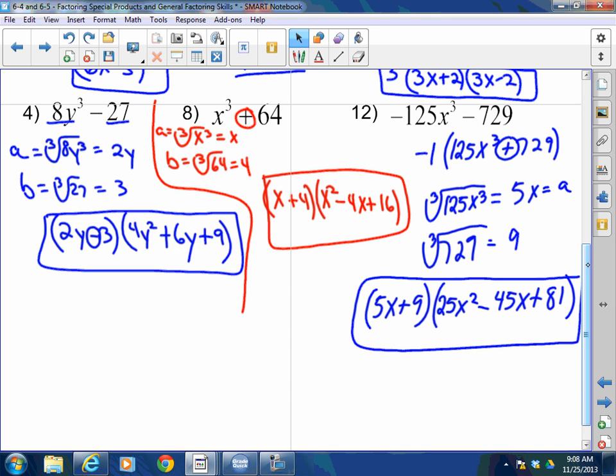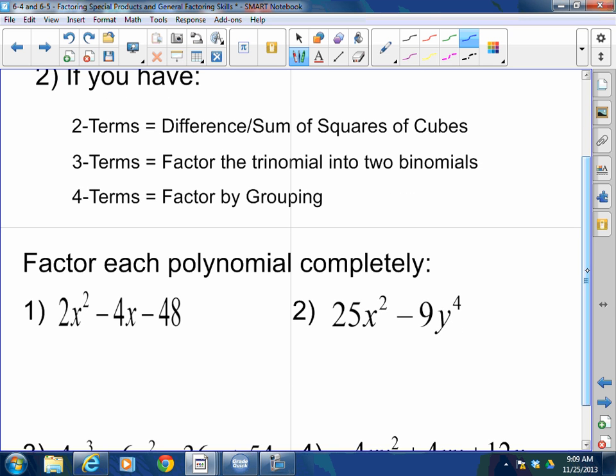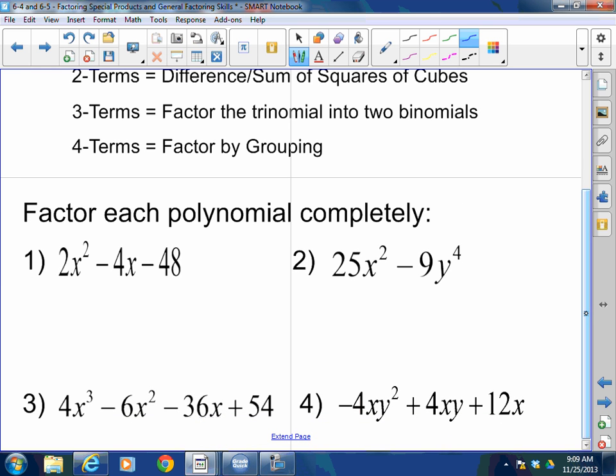Okay. And now, last thing, just a little factoring strategy review. Whenever we're factoring, guys, you factor out the GCF if possible. If you have two terms, it's either a difference or sum of squares or a difference or sum of cubes. Remember, sum of squares you can't factor. If it's 3 terms, you factor the trinomial into 2 binomials. It's either going to have an a coefficient other than 1, or the coefficient is going to be 1. And then I gave you a couple examples here of what to do.